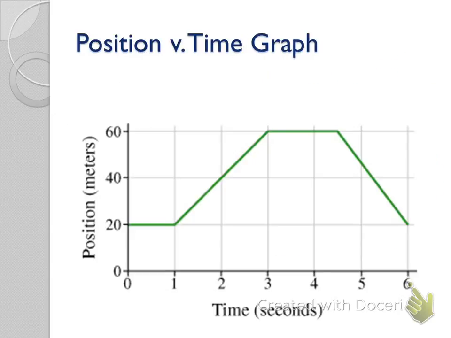So if I asked you, what's your displacement from 3 to 4.5 seconds? What would you tell me? Hey, you're not moving, right? So you're at 60 meters. Your displacement is 60 meters because you're at 60 meters from where you started, and you're not moving during that time.